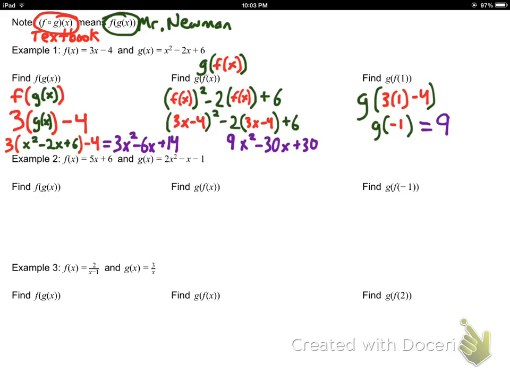Now I skipped showing that step because we've done functions and you guys know how to plug numbers into functions. A way to check that is, you notice g of f of 1, we could just take that 1 and plug it into the second example problem, the 9x squared minus 30x plus 30. If you plug 1 in there, you should get the same answer, and that's a great way to check it, especially on quizzes if I give you more than one that's kind of similar like that.